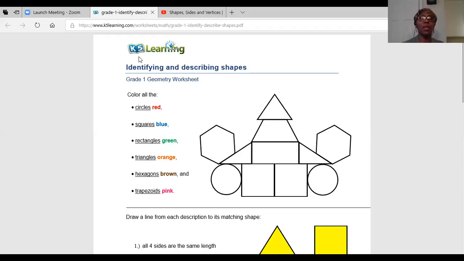So I found this here on a website, K5 Learning website. Look at that. Isn't that a nice picture right there? It has all the shapes. It even has a trapezoid. What is a trapezoid? You might have to Google that and find out what a trapezoid is. But it's pink. I can tell you the color it is.